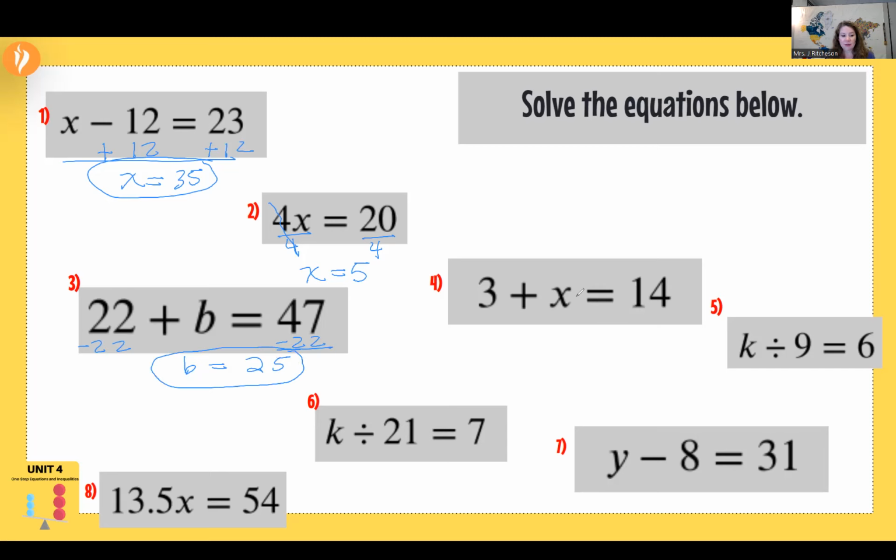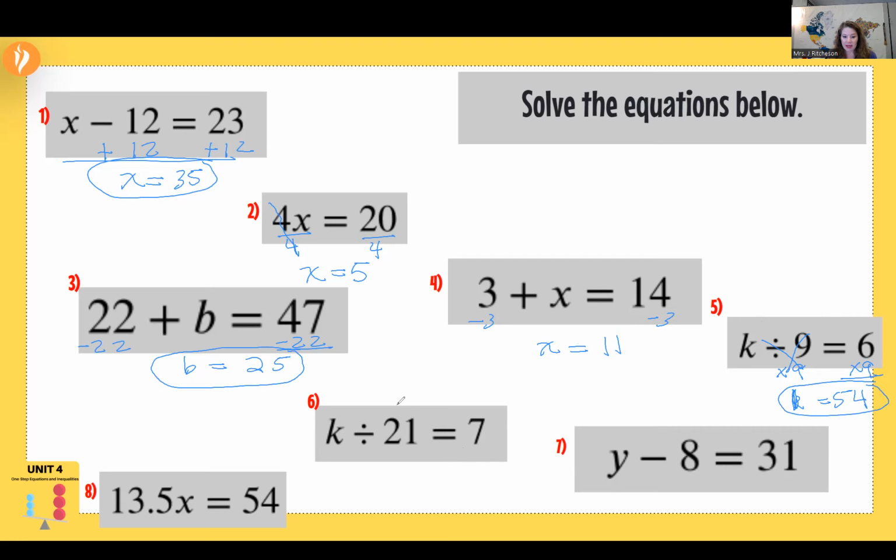All right, number 4, we're getting rid of positive 3. The only way to do that is to subtract 3, and x is equal to 11. Number 5, we have k divided by 9. What's the opposite of dividing by 9? We're going to multiply by 9. These will cancel because they're inverse operations. So 6 times 9 is 54.